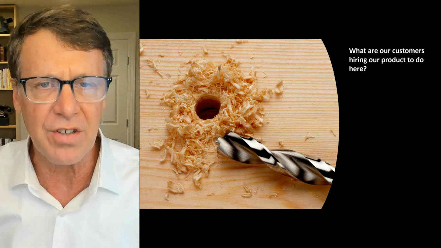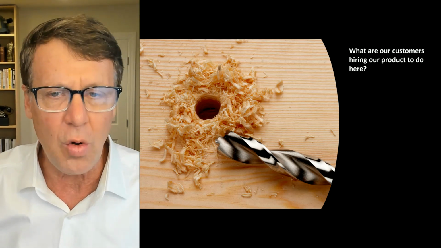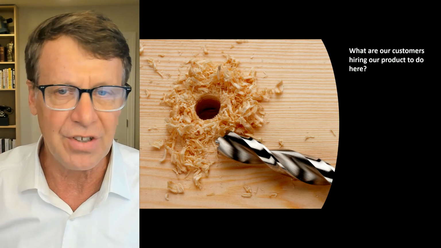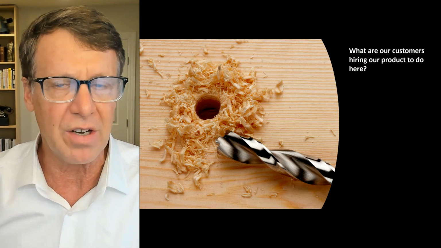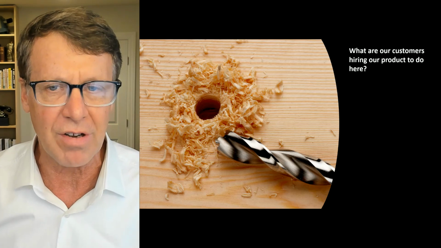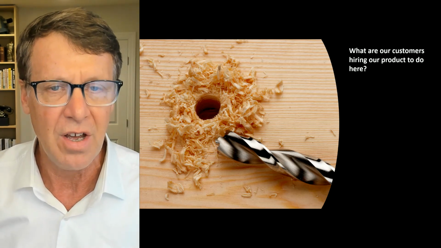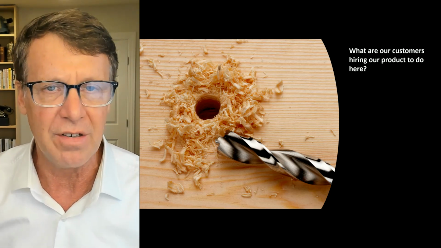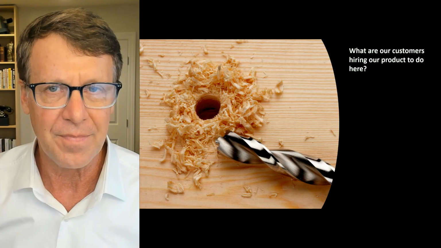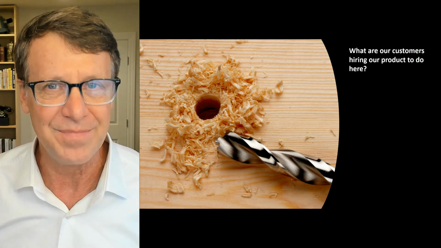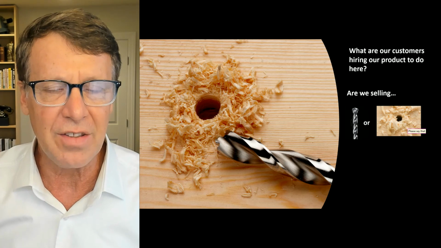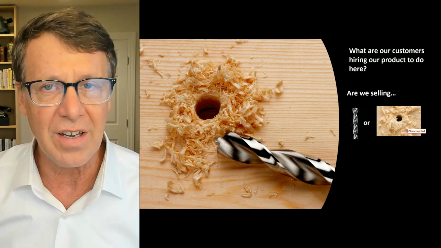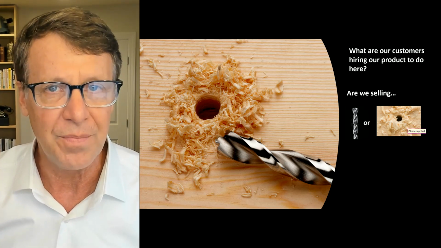So let's take a look at this picture, right? It's a hole and a drill bit, which is attached to a drill. So what are our customers hiring our products to do here? Let's say in our case, we sell drill bits. What is the job to be done by a drill bit? To make a hole, right? So here's the next question that goes with that. Are we selling the drill bit, or are we selling the ability to make holes?